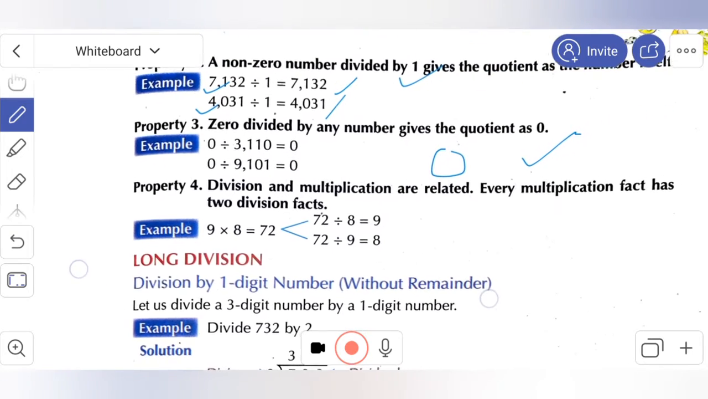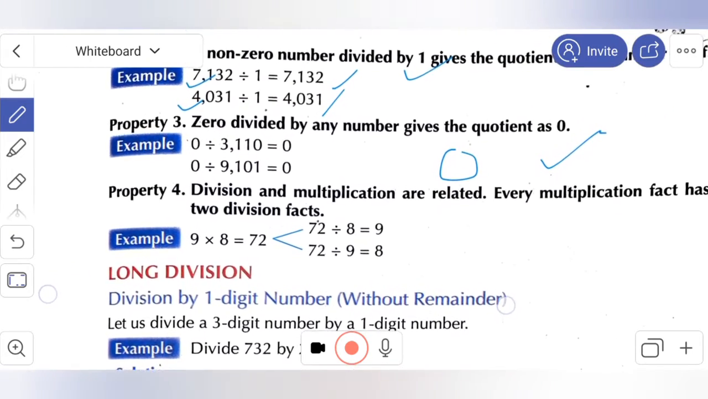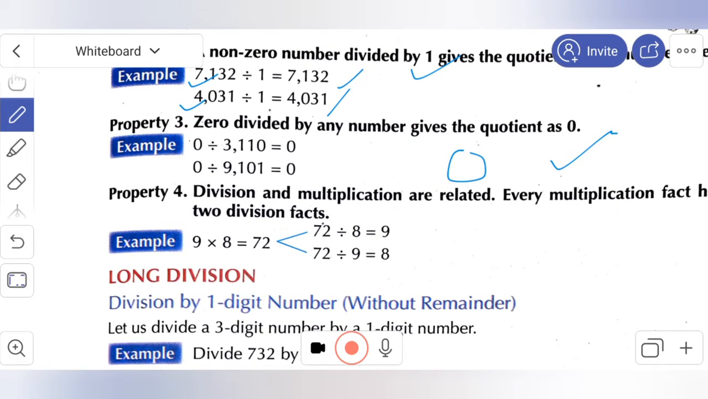And division and multiplication are interrelated, as you see here, 9 into 8 equal to 72. Clear? Now 72 divide 8, okay, you will get 9, and 72 divide 9, you will get 8.